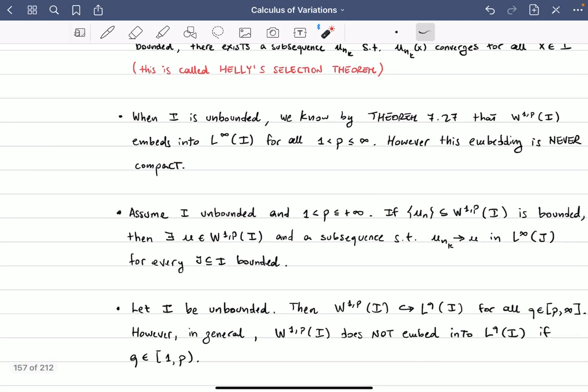The third one is that if I is unbounded, we know that W1P embeds into L infinity for all P strictly larger than 1 and less or equal than plus infinity, and this was the first statement of our theorem. However, this embedding is never compact. This is important to know. You never have compactness, so you cannot expect uniform convergence in any case for bounded sequences here.